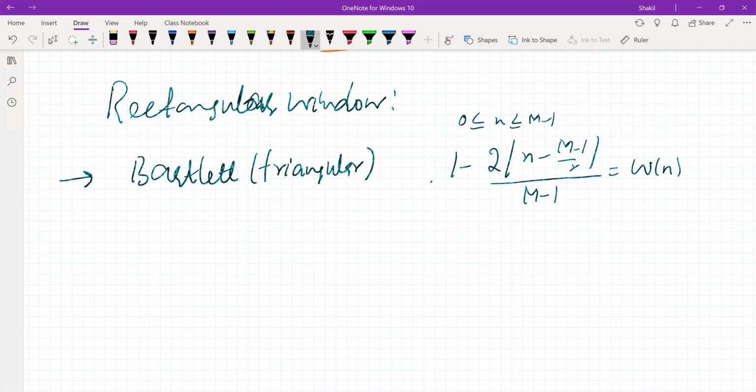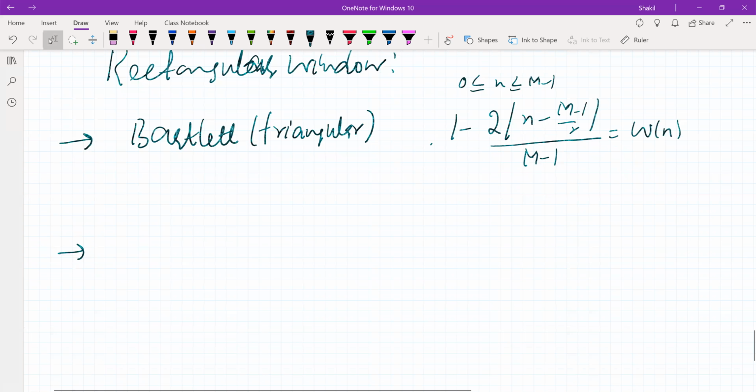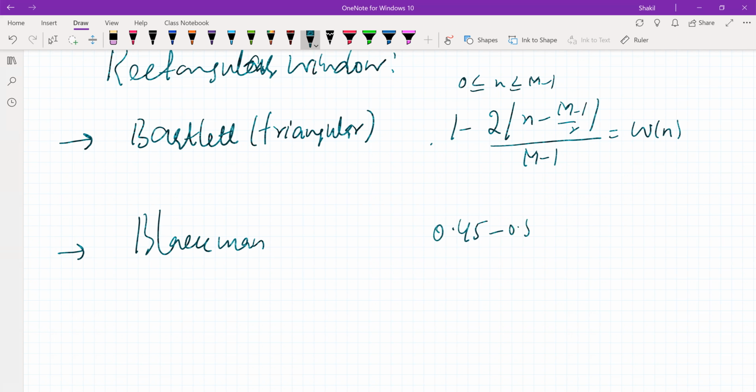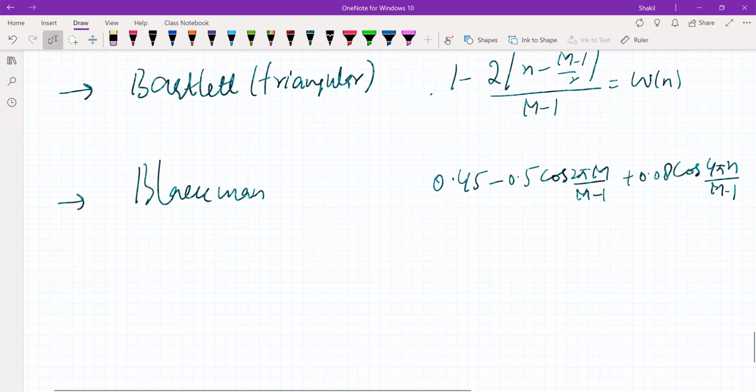In the same way, we have one more window referred to as the Blackman window, and for the Blackman window, w of n is 0.42 minus 0.5 cos of 2 pi n divided by N minus 1, plus 0.08 cos of 4 pi n divided by N minus 1. Please check the values.